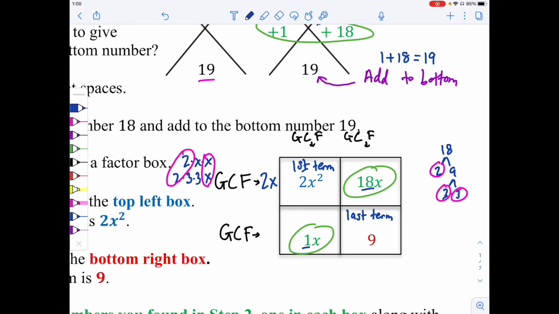Okay, now we're doing the second row right here. 1x and 9. So 1x is just 1 times x. 9 is 3 times 3. They have nothing in common.